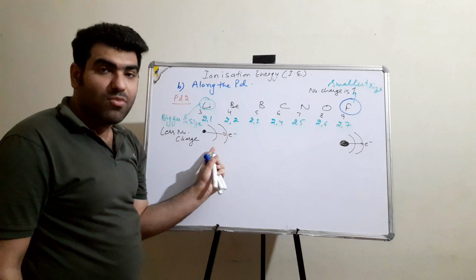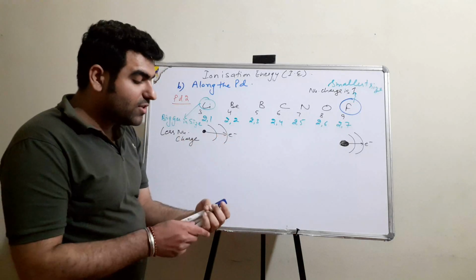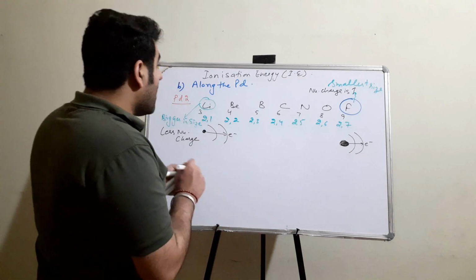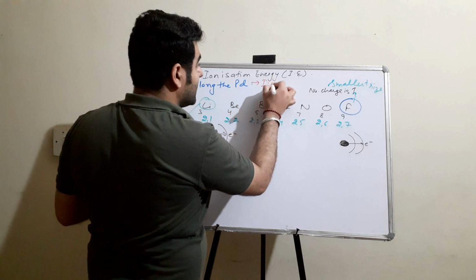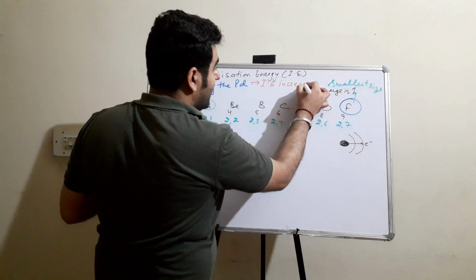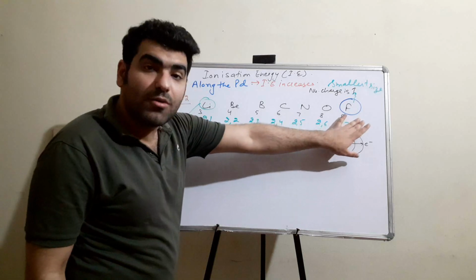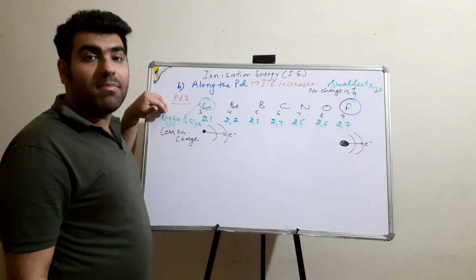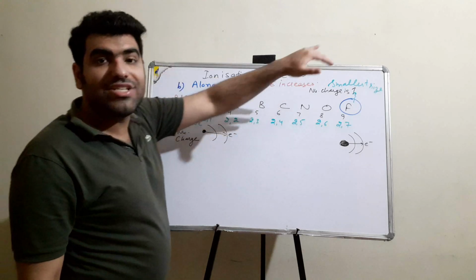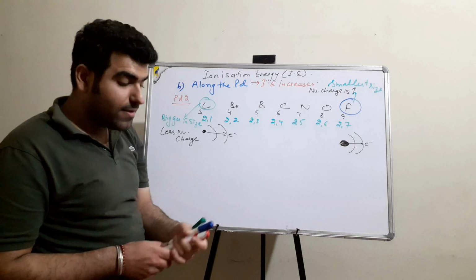This is easier to remove, so it will require less energy. So we can say along the period ionization energy increases. For fluorine it would be maximum in this case, and for lithium it would be minimum. So ionization energy increases along the period and decreases down the group.